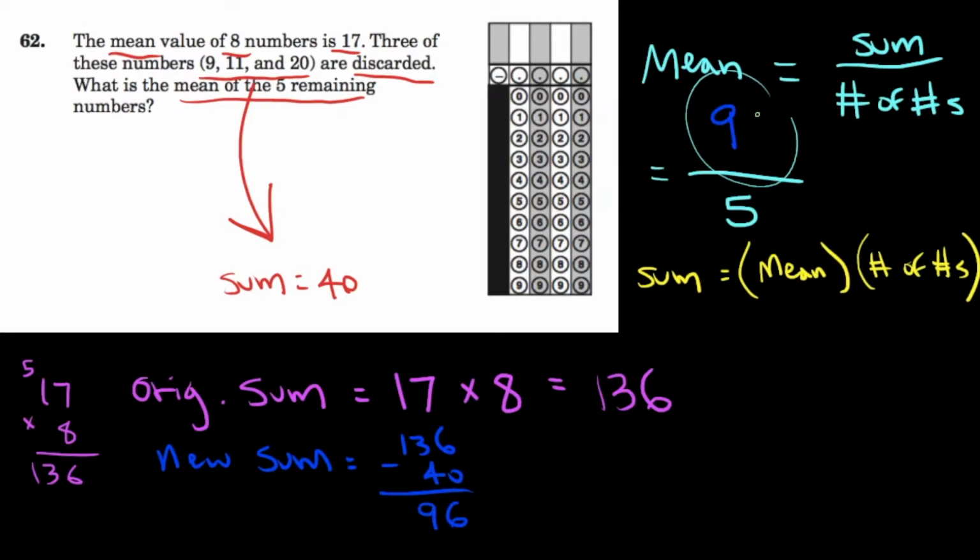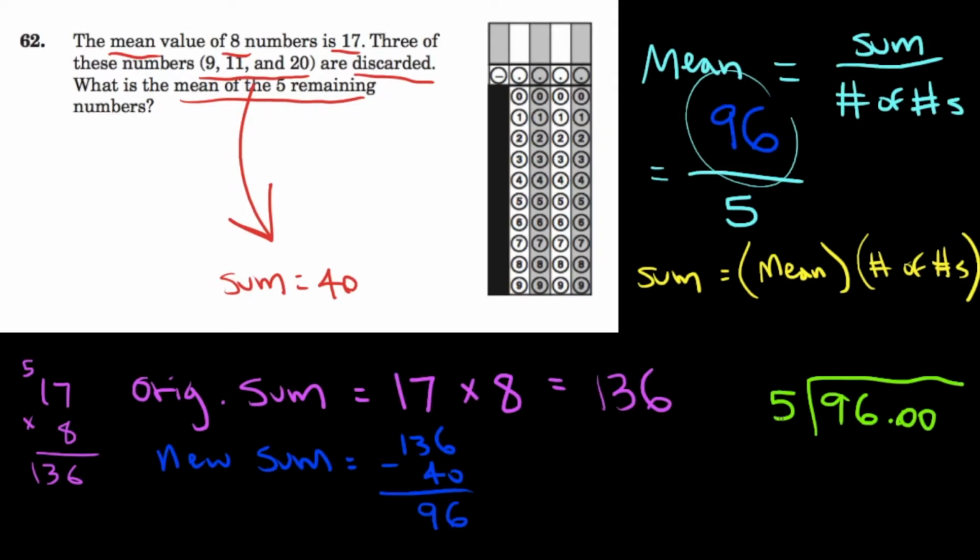So now we can plug into the mean formula. We know there were 5 numbers, and their sum was 96. We have to answer as a decimal. So let's figure out what is 96 divided by 5 as a decimal. I'm going to add a couple of zeros just to be safe.